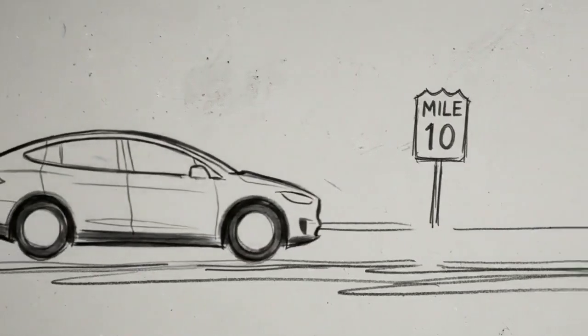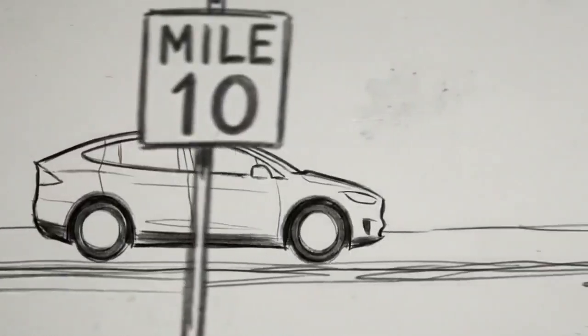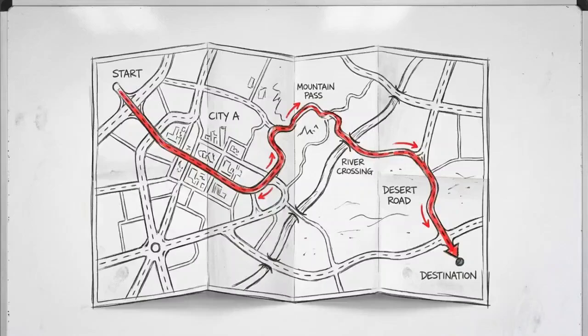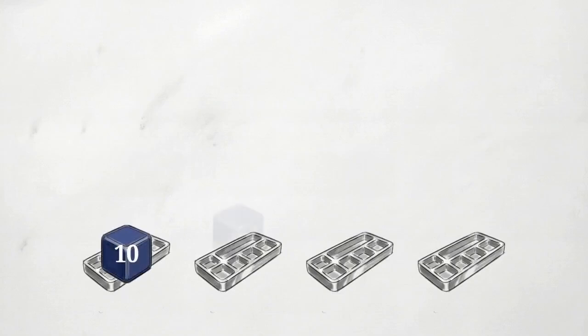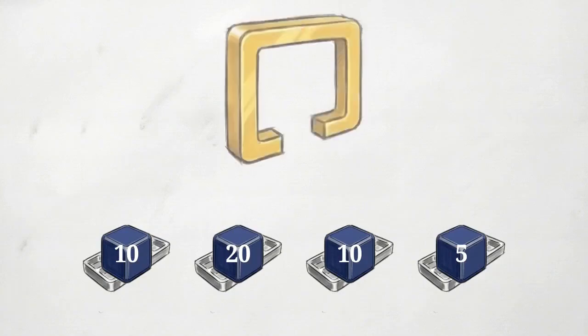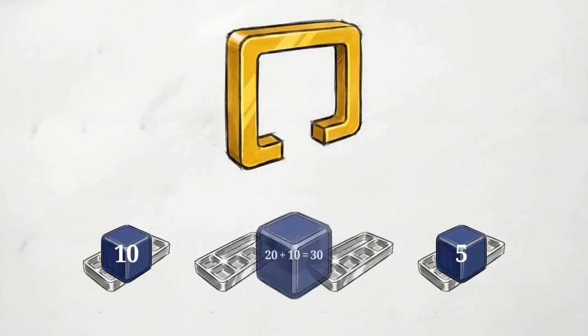Imagine you're on a long road trip, cruising down the highway. Suddenly, you want to know exactly how far it is between two random stops. To figure it out, you'd usually look at the map for the individual legs of the journey. Say a 10-mile stretch, then a 20-mile stretch, then 10, then 5. To find the distance for a specific middle chunk, you have to manually add those segments together.